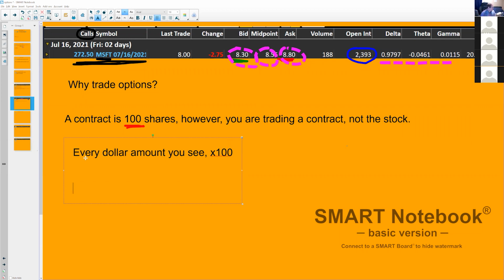So every dollar amount you see, times 100. What that means is if I were to buy this call option at $8.30, I'm really paying $8.30 times 100, so this option is $830. And I want that to pass $272. That's what this means. I could do the same for the midpoint and ask: $8.55 times 100, so the midpoint value of this options contract is $855. Ask, $880.